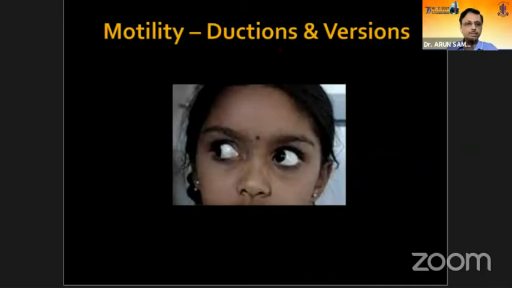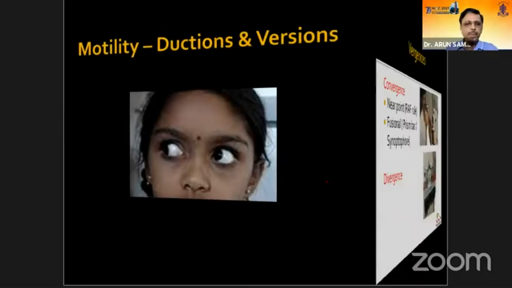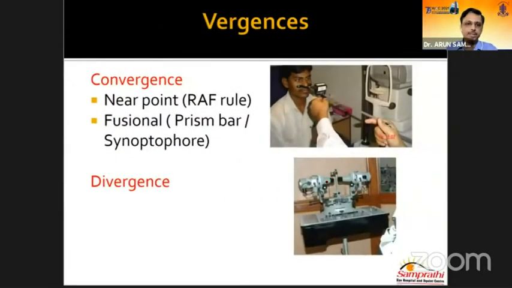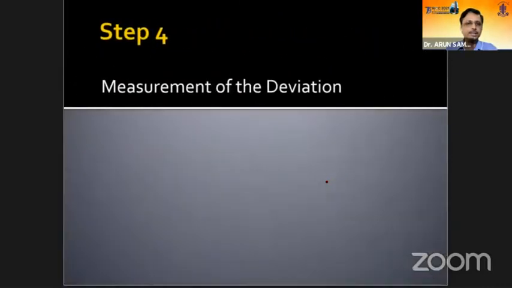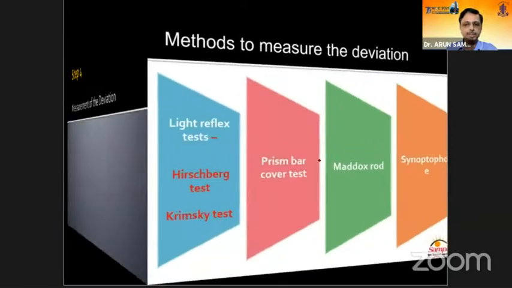Next is to see the ductions and versions. Ductions are uniocular movements and versions are binocular movements. So then we see the vergences, the convergence and the divergence. So after having done the cover test, we go to the last step, that is measuring the deviation.